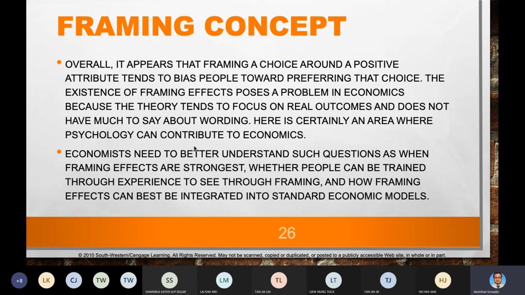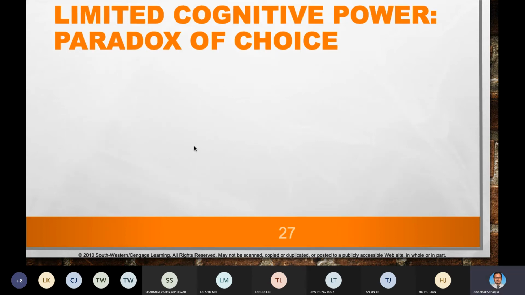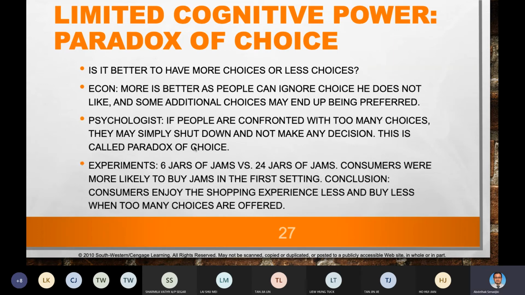Framing effect is used a lot in marketing, because marketers always try to play with words, they try to play with your mind to put a positive picture of the product and hide the negative picture. So we go back to the limited cognitive power: the paradox of choice. Is it better to have more choices or fewer choices? Just now I gave you an example when I went to the supermarket.